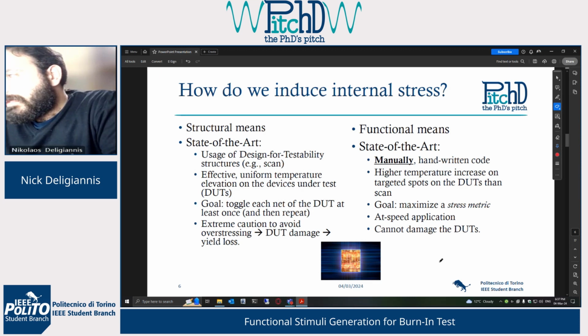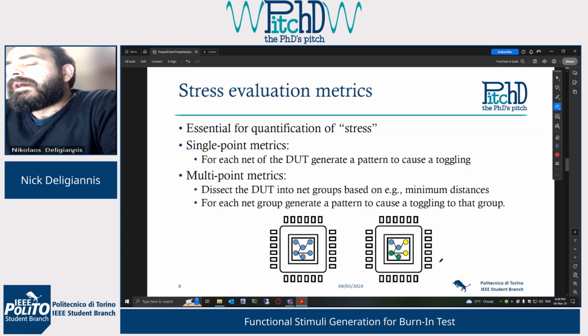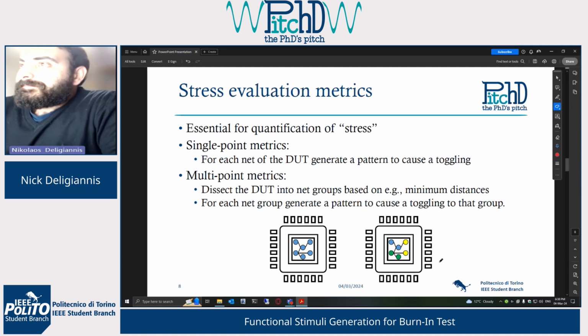So when comparing the two methods, it has been observed that by relying on functional means, it is possible to increase the temperature in certain hotspots, in certain spots of the DUT, in a much higher way than with structural means, so with scan, for example. And so it can be more effective in terms of generating heat gradients on the devices.